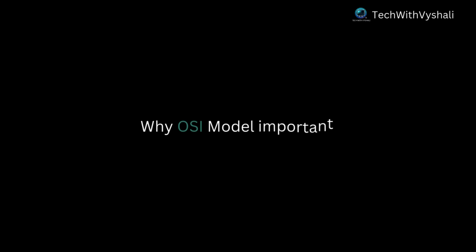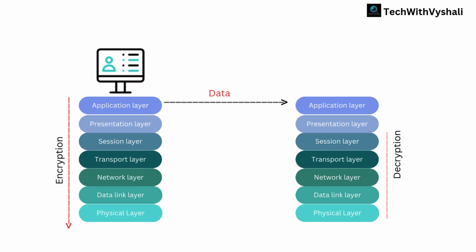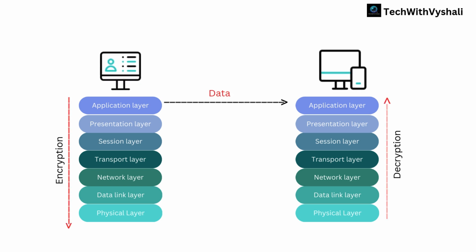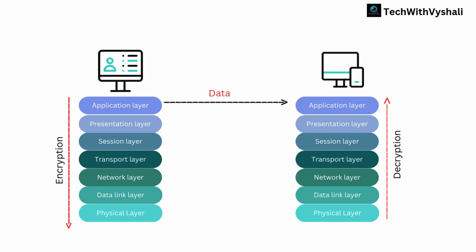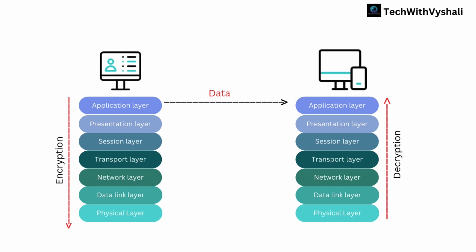Why is the OSI model important? Understanding the OSI model helps network professionals troubleshoot and solve issues by breaking down complex network communication into simpler parts. It also provides a universal standard for different systems and manufacturers to ensure compatibility when creating network products.